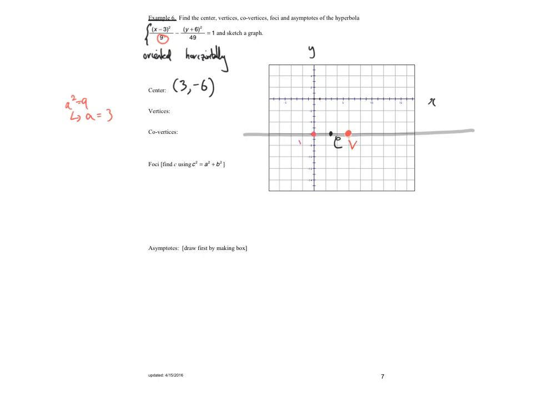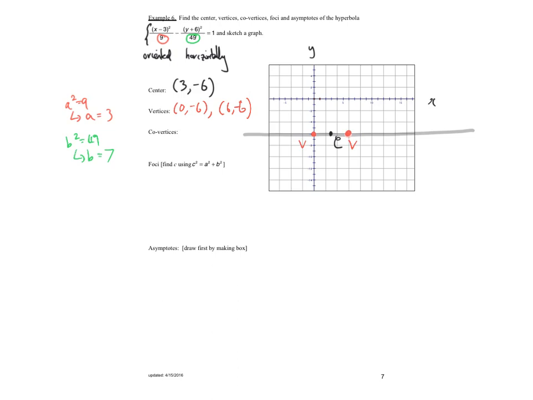Right there, that's my other vertex. So reading off the coordinates of those points, I get (0, -6) and (6, -6). For our co-vertices, we need to know what b is. b squared is 49, so b is 7.